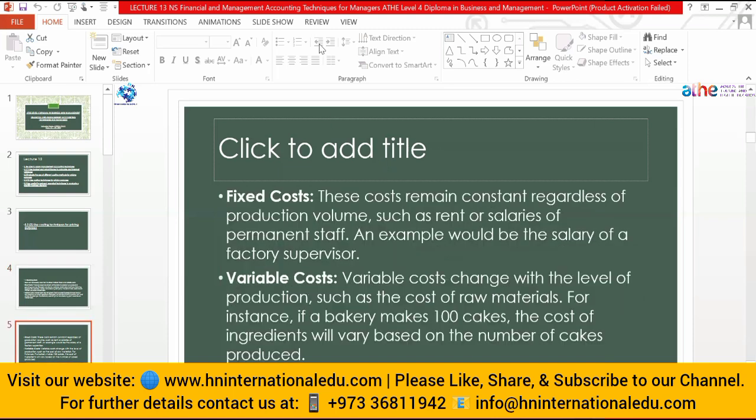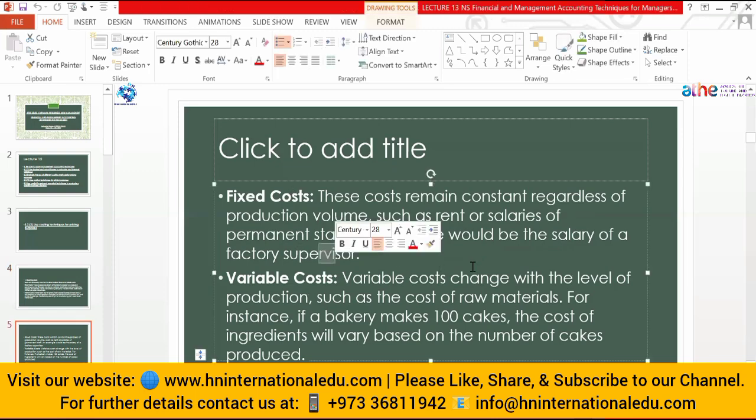Okay. Then we have fixed cost, which is unchangeable. It is fixed no matter what. For example, the salary of the factory supervisor, whether the production is going on, whether the sales are booming, or you are having break-even analysis going on, you have to pay the factory supervisor.